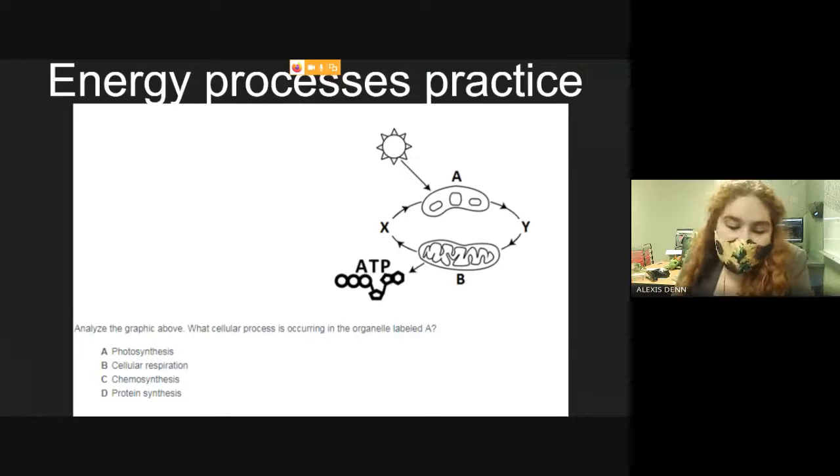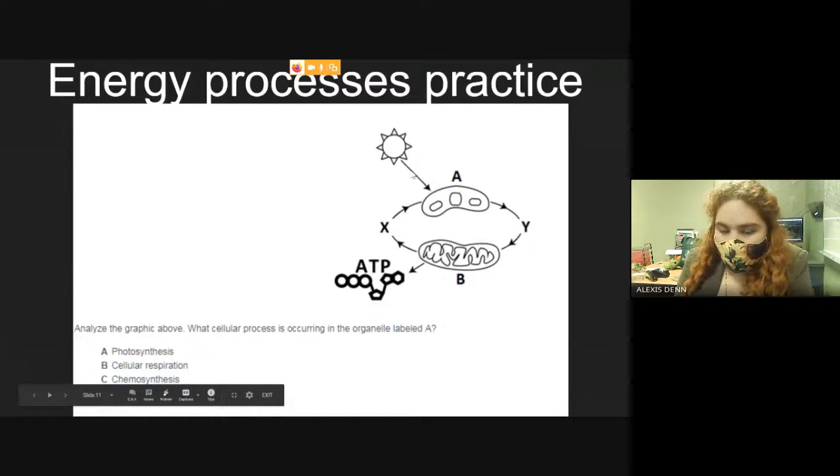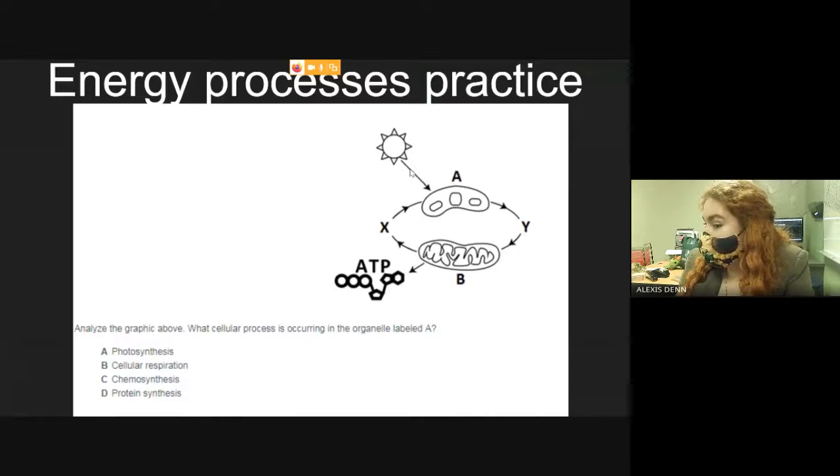Energy processes practice. Analyze the graphic above. What cellular process is occurring in the organelle labeled A? When you see pictures, try and figure out what's going on in them. I see the sun going into or being absorbed by A. What process is using sunlight? Photosynthesis, cellular respiration, chemosynthesis, or protein synthesis? Using sunlight. A, photosynthesis. Photo means light. Photosynthesis uses the light. When you see the sun beaming onto an organelle, even if that organelle doesn't look like something you recognize, you are most likely looking at photosynthesis taking place in the chloroplast.